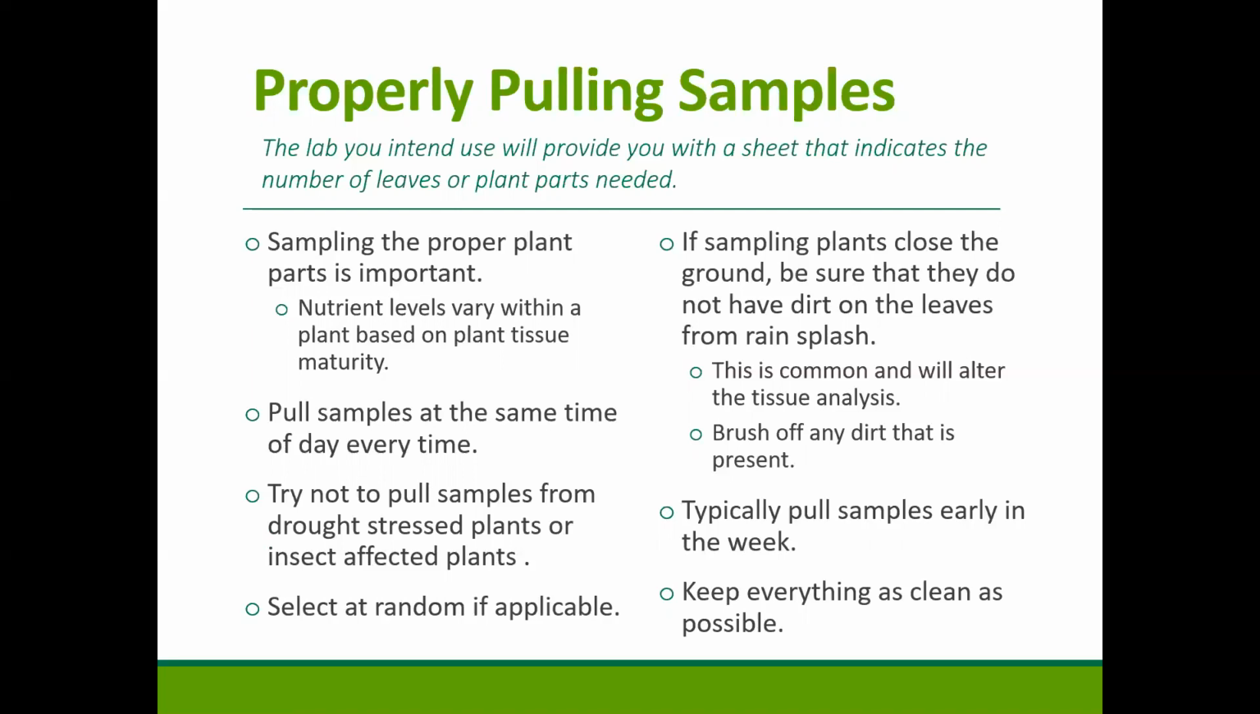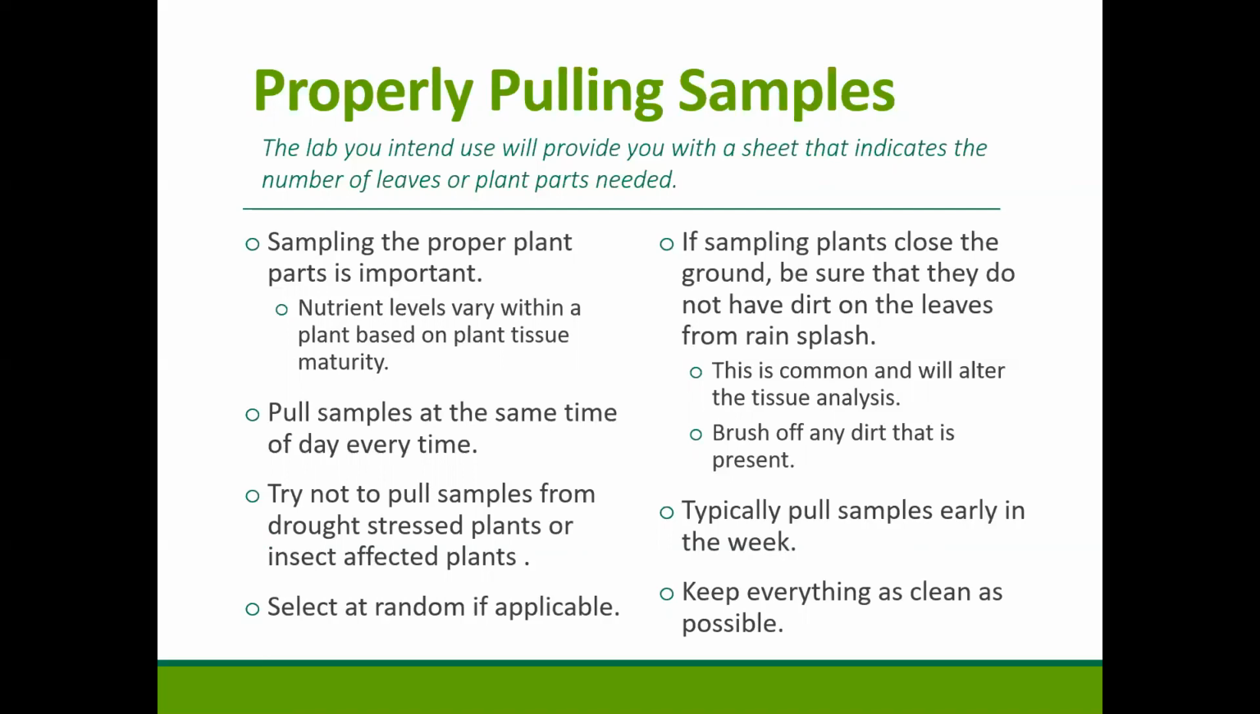Nutrient levels will vary within a plant based on plant tissue maturity. So older leaves will have a much different nutrient assay than a younger plant leaf. And we'll look at that in another slide or two here as to how the lab views that. Again, we're going to pull samples at the same time every day. Also, although we do want to try to select plants at random, we don't want to try to pick healthy plants. We don't want to try to necessarily pick the worst plants if we're trying to get an overall picture of what our crop looks like.